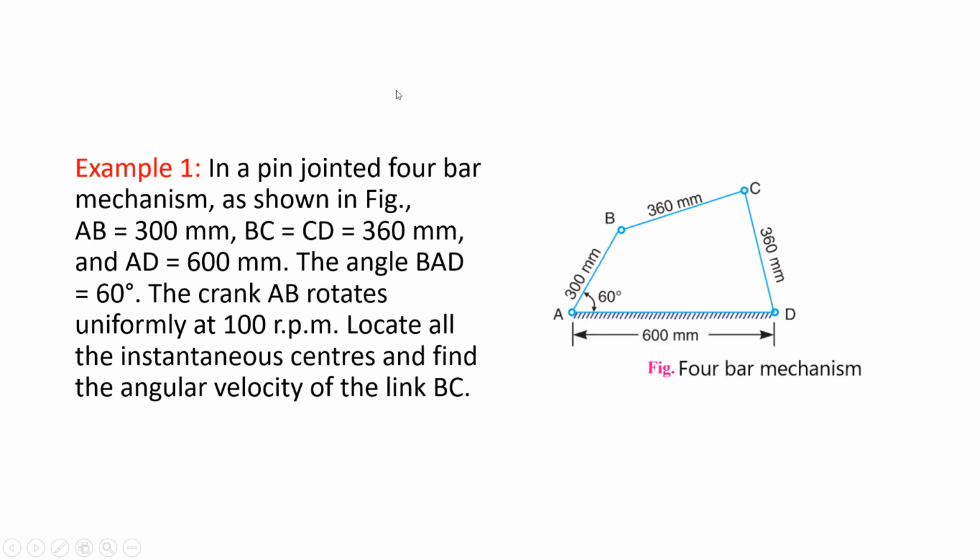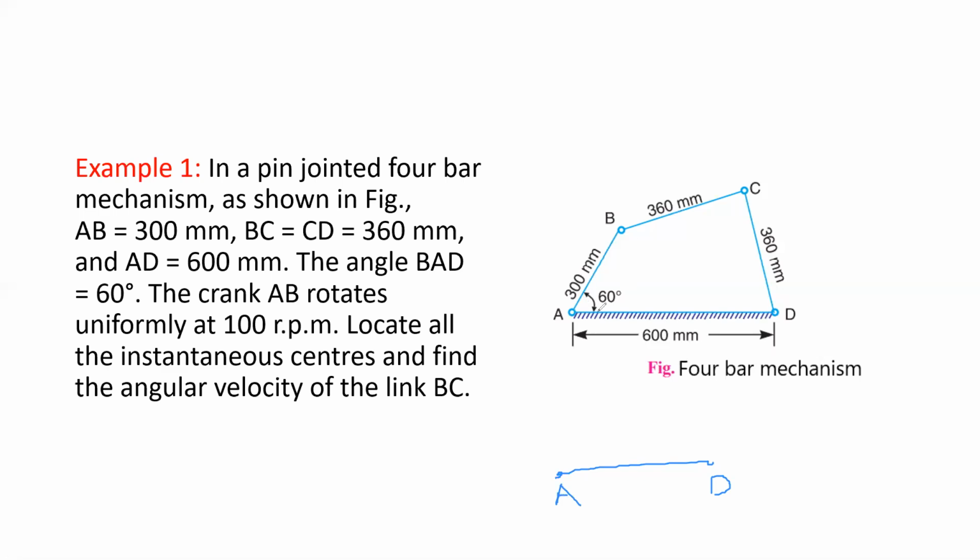How to draw it? First I will start with point A, which is where the crank is. Crank is the link which makes a complete rotation. Then I draw a horizontal line of 60 mm length. Here I will locate point D. This point is point A.